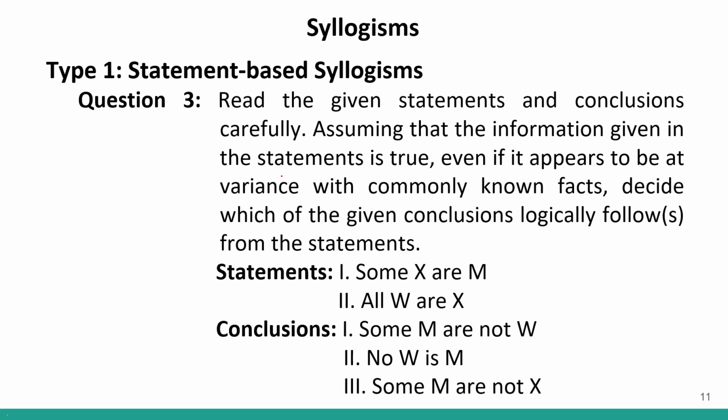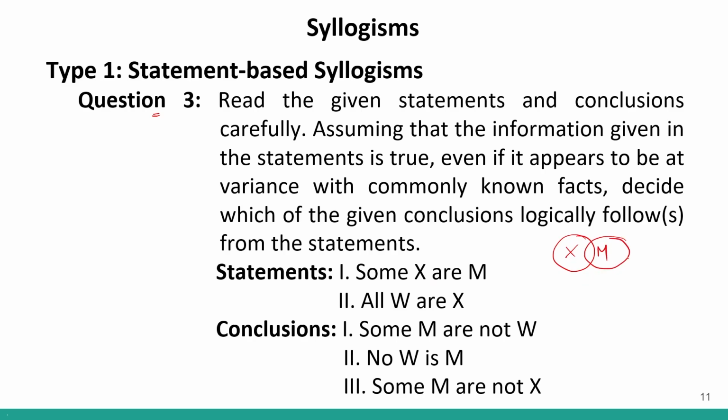Okay. So now let us look at question number 3. Question number 3 says that statements are given, conclusions are given. Again, we have to consider this to be the universal truth or the fact, and then we have to tell which conclusion will follow or not. First conclusion is some X are M. So some X are M can be represented like this, correct?